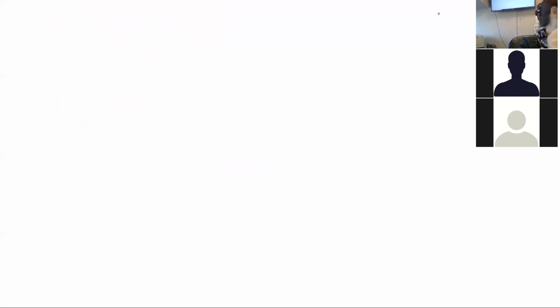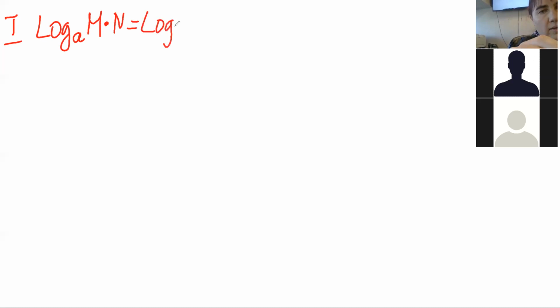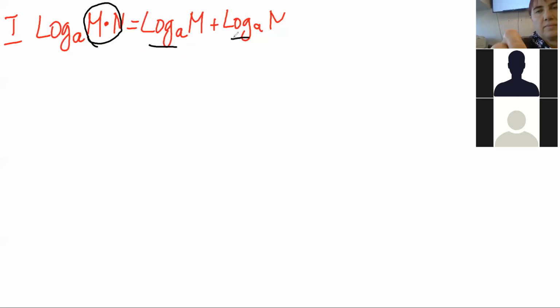They're super fun. There are several properties. The first one, let's use a Roman numeral, would be logarithm base a of two numbers multiplied, m times n, would equal logarithm a of m plus logarithm a of n. In other words, if we have a product inside the logarithm, this would be equivalent to the sum of the two separate logarithms, right?